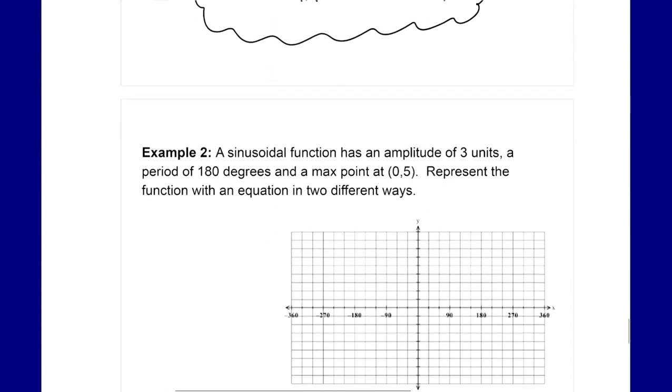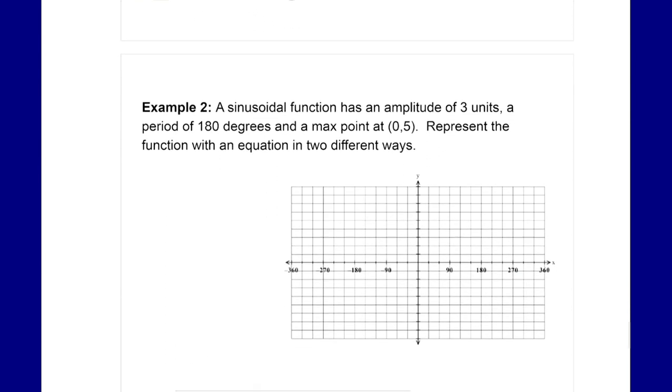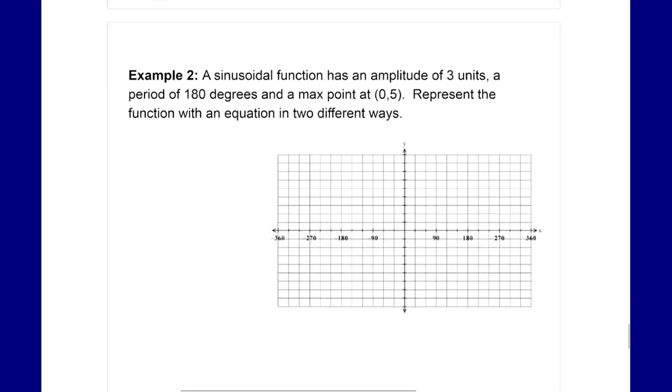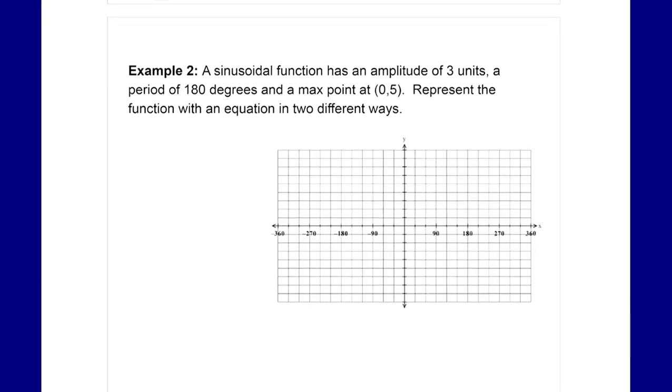Lastly, a sinusoidal function has an amplitude of 3 units, a period of 180 degrees, and a max point at 0.5. We want to represent this function with an equation in 2 different ways. So I'm going to at least write out what I know so far for this function, and then I'm going to try to graph it to help determine some of the other values. So I know it has an amplitude of 3 units. So that is telling me the a value. So I know a is 3.